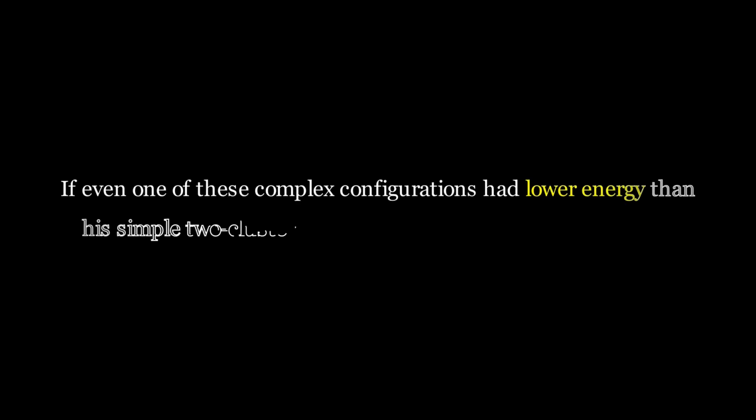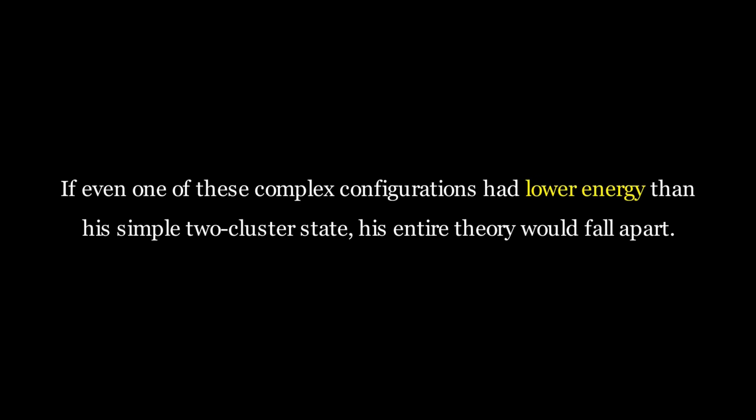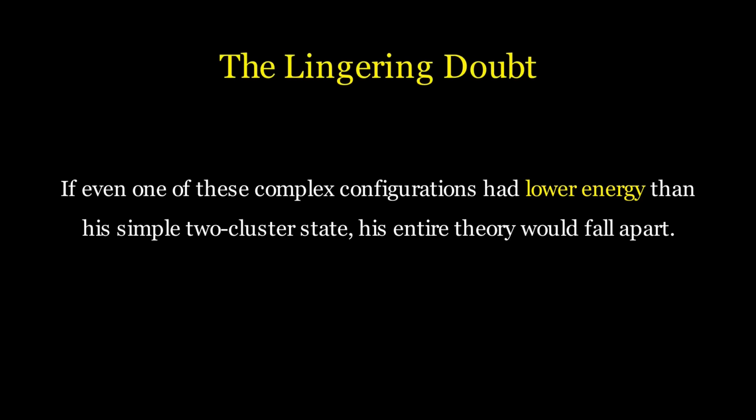What if the true grounded state was a chaotic, fractured landscape of countless small domains, constantly shifting and competing? If even one of these complex configurations had lower energy than his simple two-cluster state, his entire theory would fall apart. This was the central lingering doubt. To prove that the two-cluster state was the true grounded state, he had to find a way to analyze all possible states, including the chaotic multi-clustered ones, simultaneously.